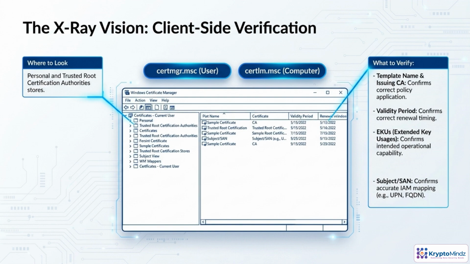When validating a certificate from the client side, think in terms of stores, scope, and semantics. Start with scope. Use certmgr.msc for user certificates and certlm.msc for computer certificates. Then locate it in the right store. Personal for end entity certs, trusted root for trust anchors. Finally, validate semantics. Confirm the template name and issuing CA match your design, the validity period and renewal window are reasonable, EKUs align with the intended use, and the subject or SAN correctly maps to the IAM identity.